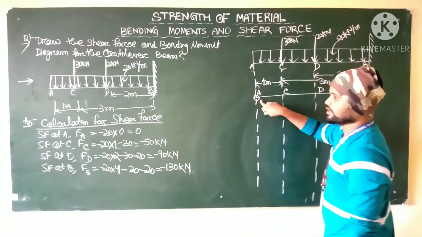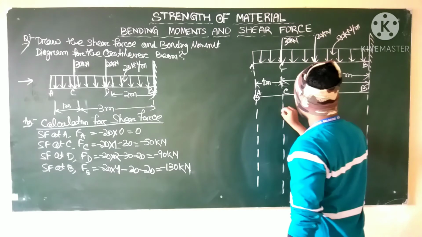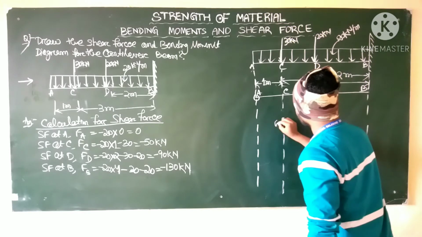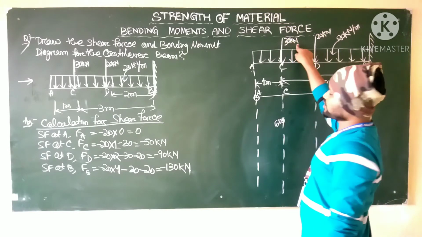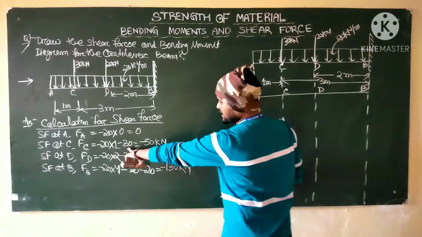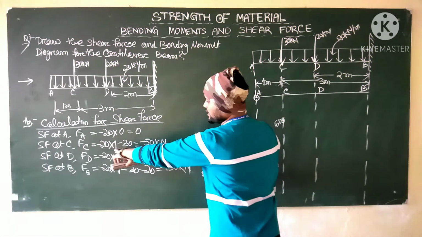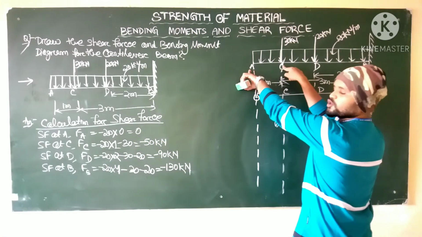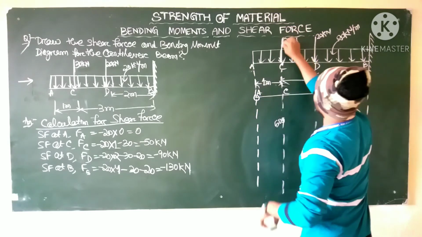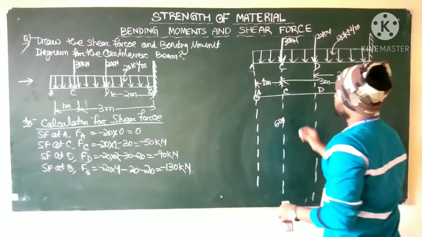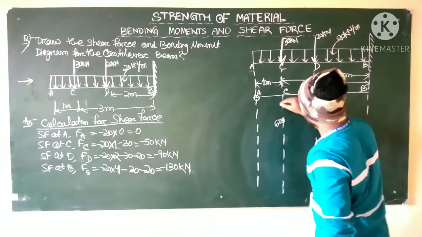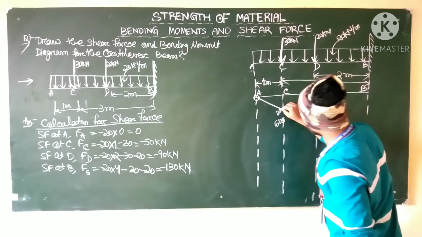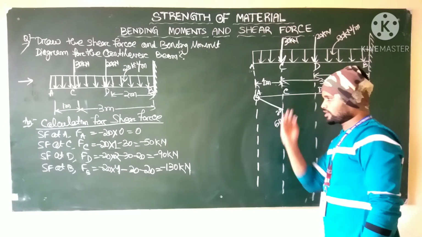That means at point C, the value is minus 50. Let this point be minus 50. Here you will see there is a point load of 30 kilonewton. For the point load it is vertical, and for the UDL it is an inclined straight line. When there is a UDL between 2 points, the shear force line is an inclined straight line, and when there is a point load, the shear force line is vertical. So UDL was 20 into 1, that is 20. So from 0 to 20 it is an inclined straight line. From 20 to 50 it is vertical.